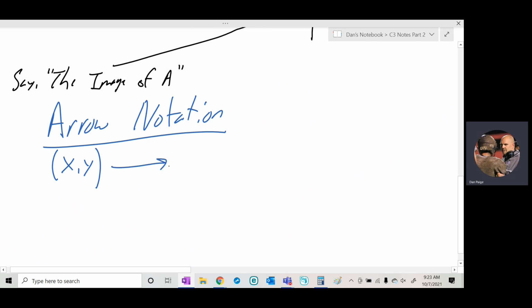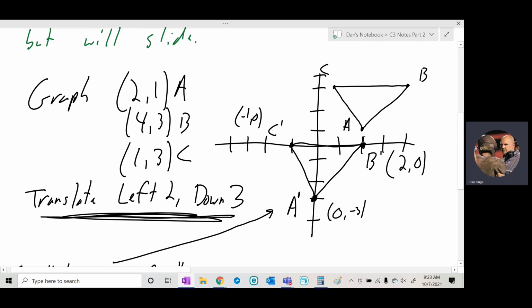And then you put an arrow. And then in parentheses, we're going to say what we're doing to each location. So let's think about this. For the X, when I moved it to the left 2, right? Let's look at what happened with A. The X in A. When I moved it to the left 2, it went from 2 to 0.